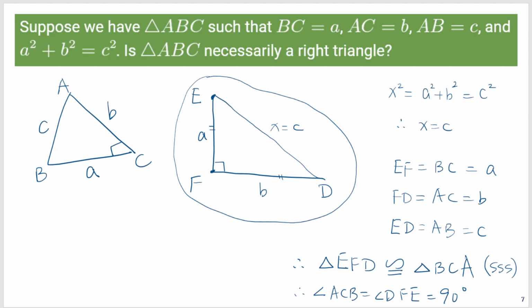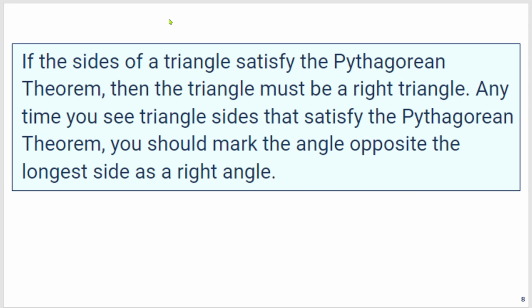Okay, let's make a summary here. So this means if the sides of a triangle satisfy the Pythagorean theorem, then the triangle must be a right triangle. Anytime you see a triangle whose sides satisfy the Pythagorean theorem, you should mark the angle opposite the longest side as a right angle.